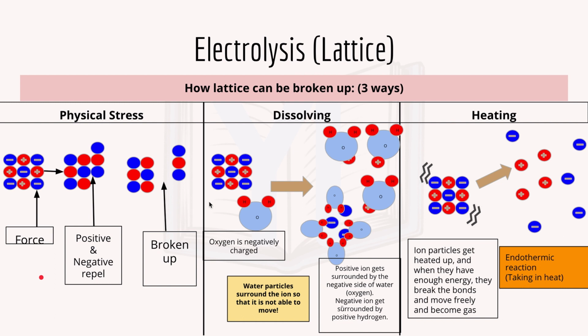Then here's more on the lattice. Here's how a lattice can be broken up in 3 ways. There's physical stress, where you apply force, dissolving it in water to become aqueous, and heating it so that the ion particles get heated up, and when they have enough energy they break the bonds and move freely and become gas. And this process of heating is called an endothermic reaction because you're taking in the heat. But we'll focus more on endothermic and exothermic in energetics in the coming topics.